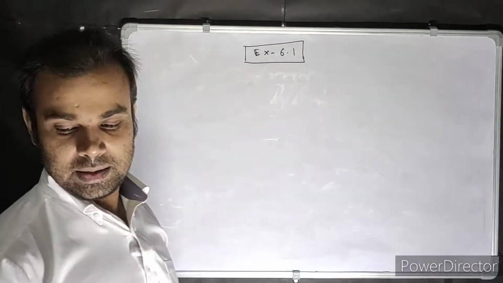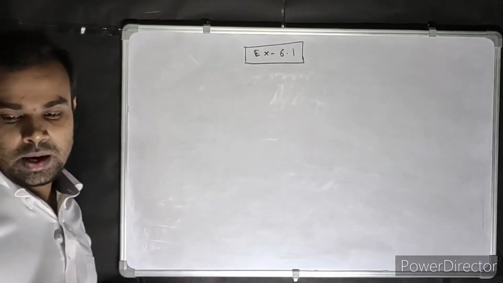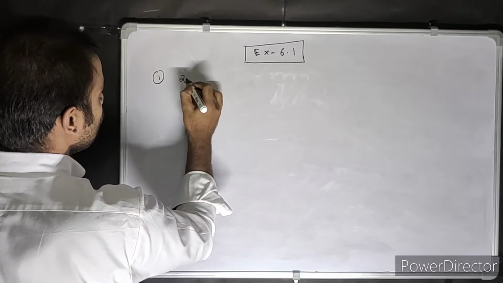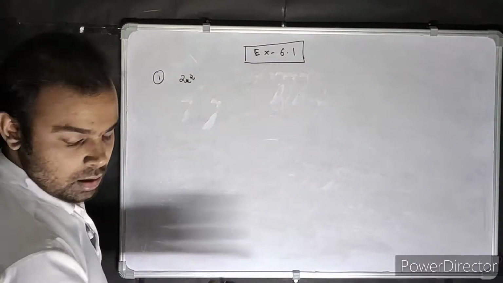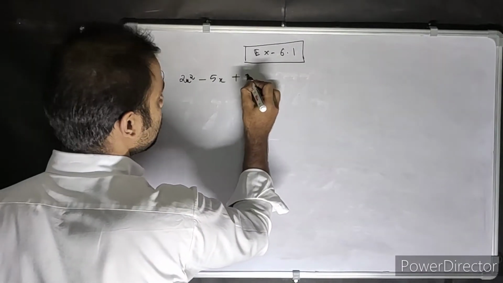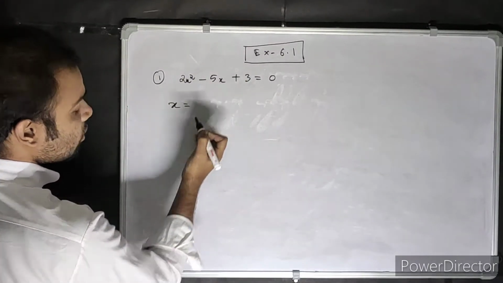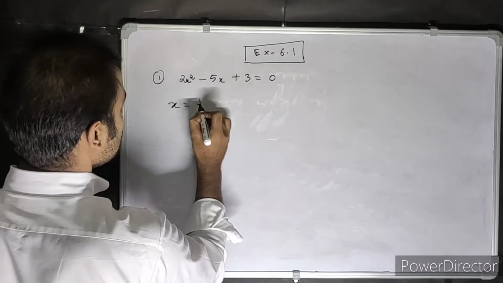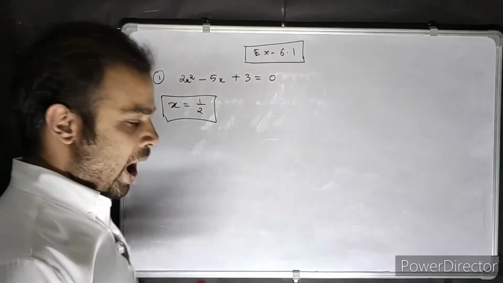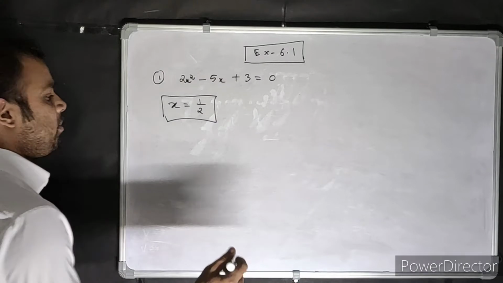The first question is saying: determine whether x equal to 1/2 and x equal to 3/2 are the solutions of the given equation. So question number 1, the given equation is 2x squared minus 5x plus 3 equal to 0. Now they are telling you to check whether x equal to 1/2 is a solution of this equation. Solution of this equation means if I plug in x equal to 1/2, then I must get a 0. So let's see if I am getting it or not.